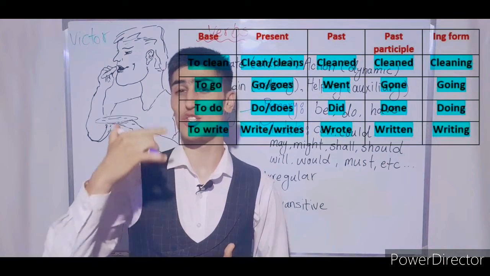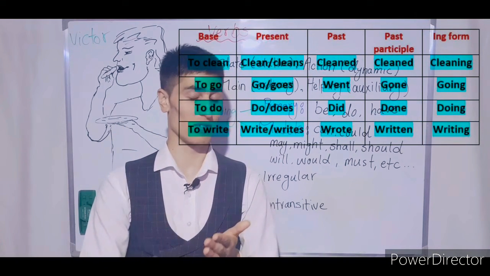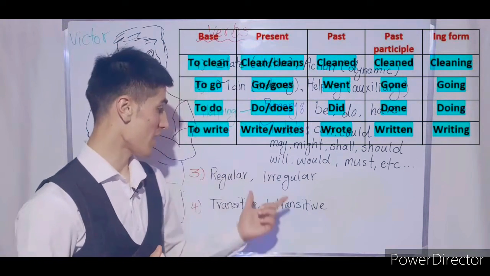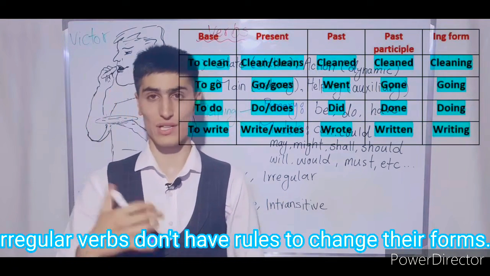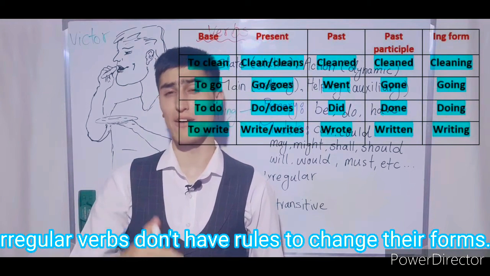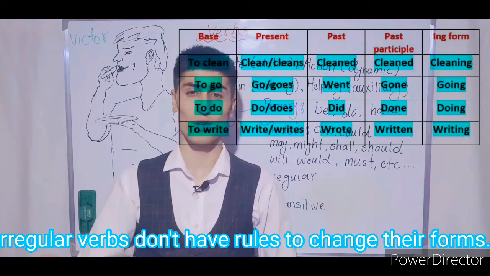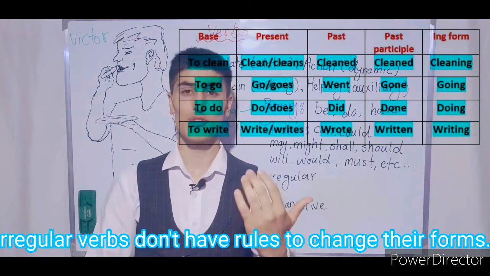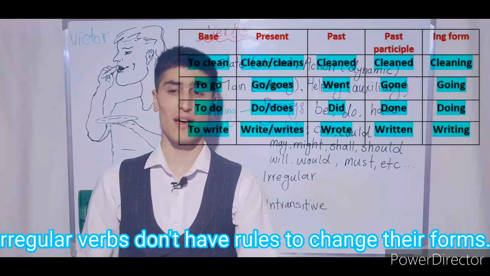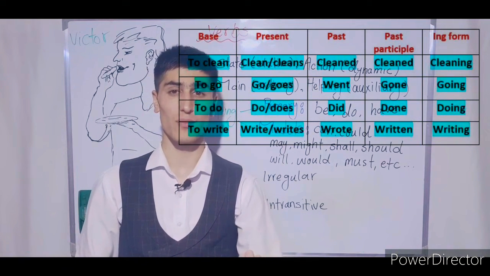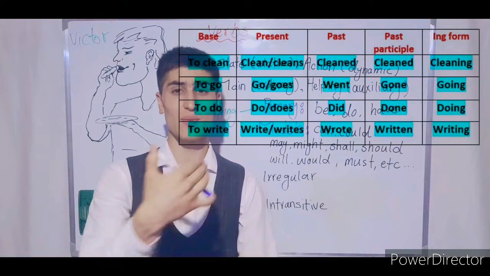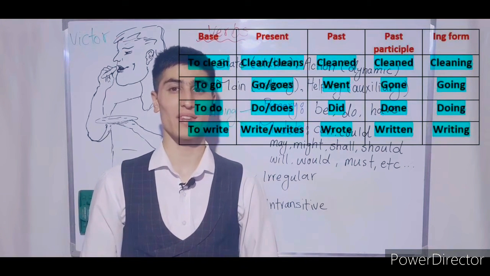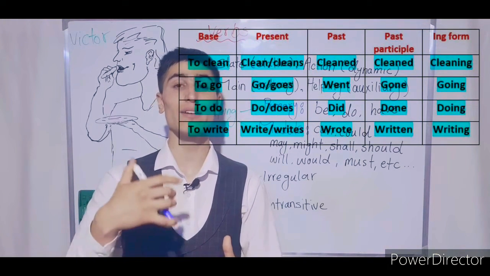Now this verb does not have any specific rule in order to change its form from the first form to the second form. And this verb is called irregular verb. So we can say in short that irregular verbs do not have specific rules to change their forms from one form to another form. Let's have another example. To do is the base form of the verb, and then we have do or does in the present form, and we have did in the past form, and done in the third form, and doing in ing form. Again, this is also an irregular verb.